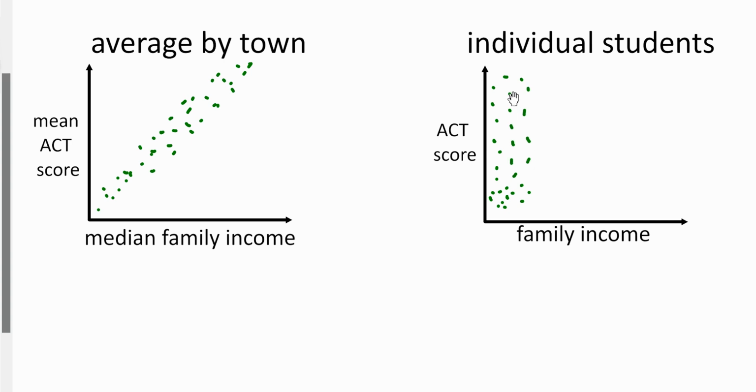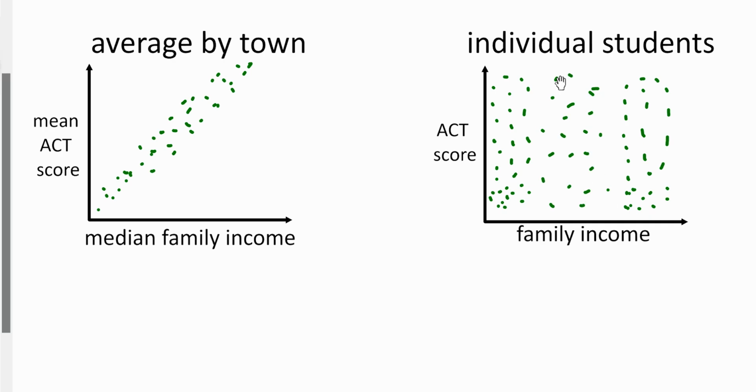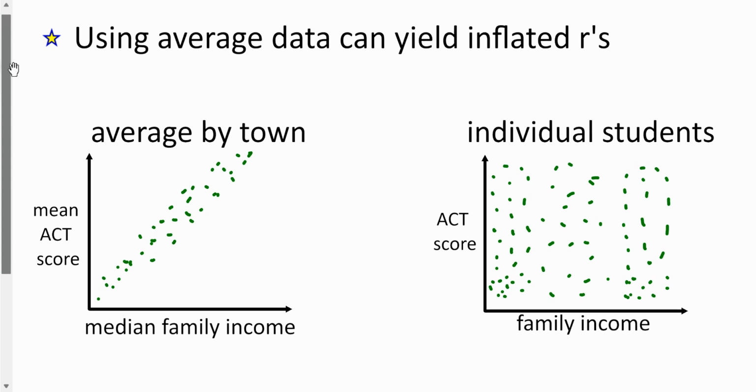It might look something like this. But you might have those families with high income and their kids still have low ACT scores, but there are some with high income and some high ACT scores. And then there's everything in between. So guess what? There's really no correlation here. So using averages sometimes makes something seem more related than it actually is. So just a note there.